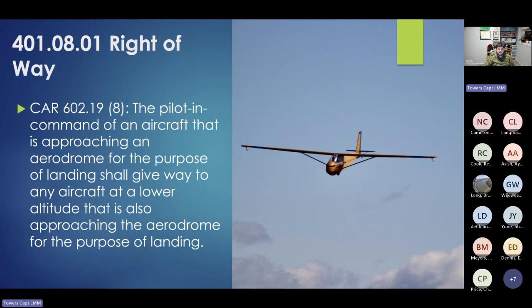Next one: the pilot in command of an aircraft that is approaching an aerodrome for the purpose of landing shall give way to any aircraft at a lower altitude that is also approaching the aerodrome for the purpose of landing. That kind of makes sense too. If they're at a lower altitude, they've got the right of way, they've got the priority to land.